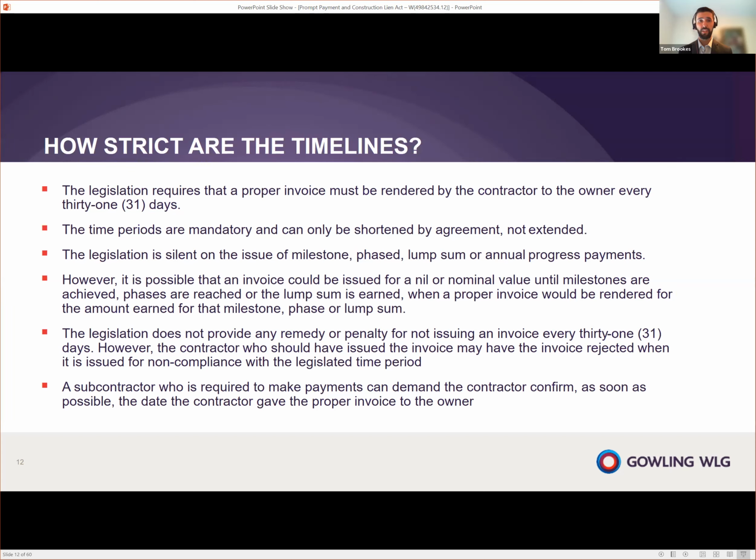Now, because the timeline of the proper invoice is so crucial to the prompt payment regime, others on the construction chain need to know when that proper invoice is issued, and the new legislation provides an answer. So a subcontractor who is required to make payments can demand that the contractor confirm as soon as possible the date that the contractor gave the proper invoice to the owner. This will allow those subcontractors to figure out precisely the prompt payment timeline that applies.